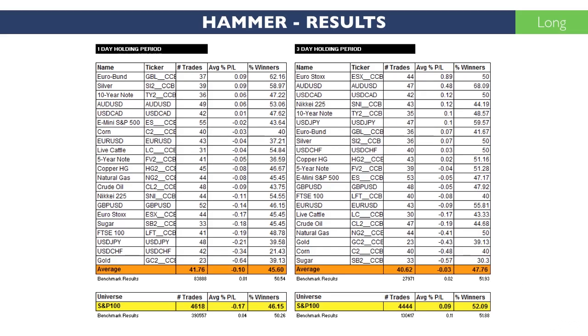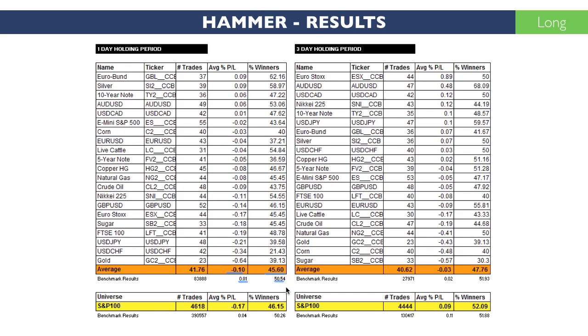So looking at this first table, you can see the results from buying the hammer and closing the trade after 1 full day. And you can see that this was a losing strategy overall. On our 21 markets, the signal produced an average loss of 0.1% with an average win rate of 46%. This was worse than the average one-day return for each market combined, shown by the benchmark.